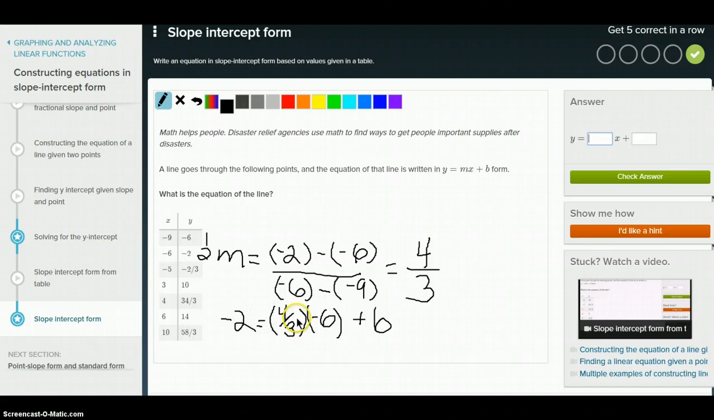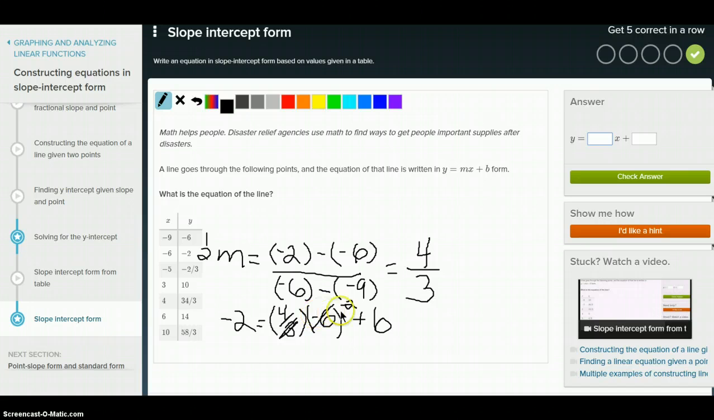So we can see that this simplifies right here. So this 3 will become negative 2, because we're going to divide these by 3. This goes away, and then negative 6 divided by 3 is negative 2.